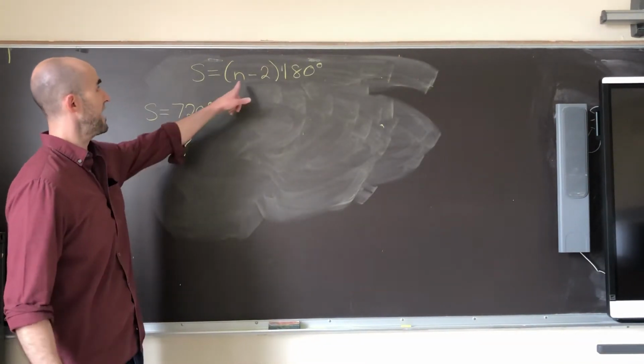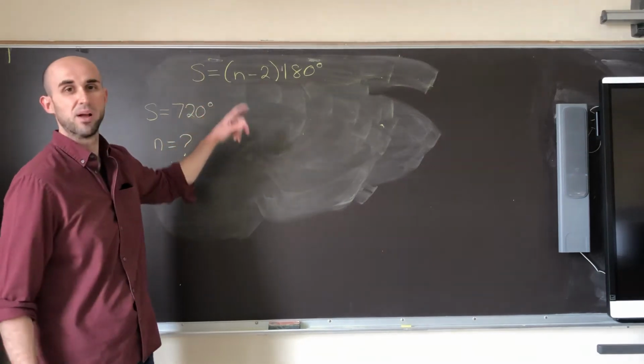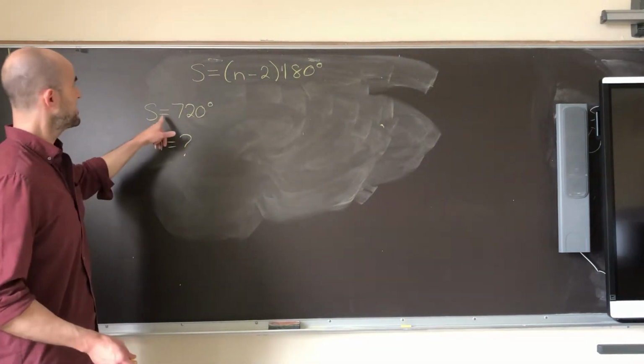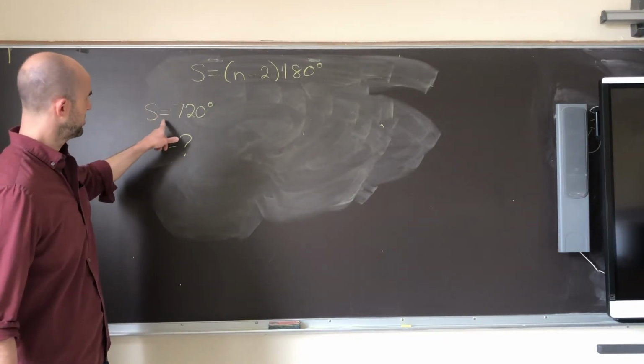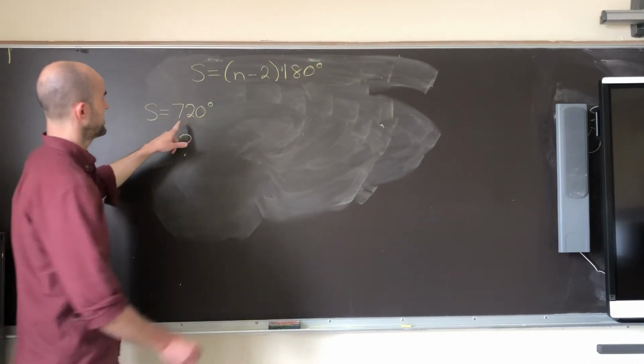So before we had number of sides, we figured out the sum. Now we're going to do backwards. We have the sum, we want to figure out how many sides we're going to have. And all we have to do, again, is substitute. We know that S is equal to 720.